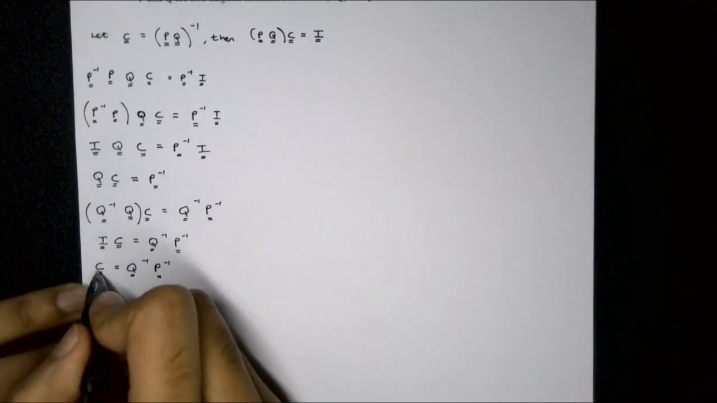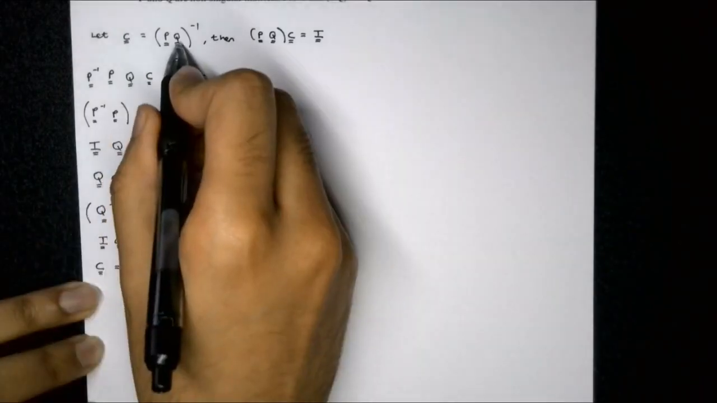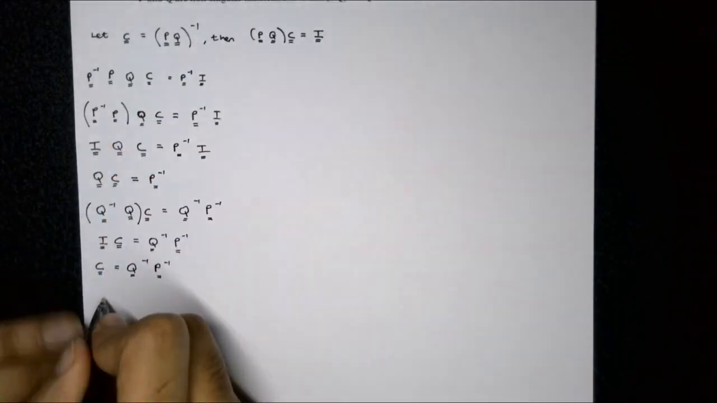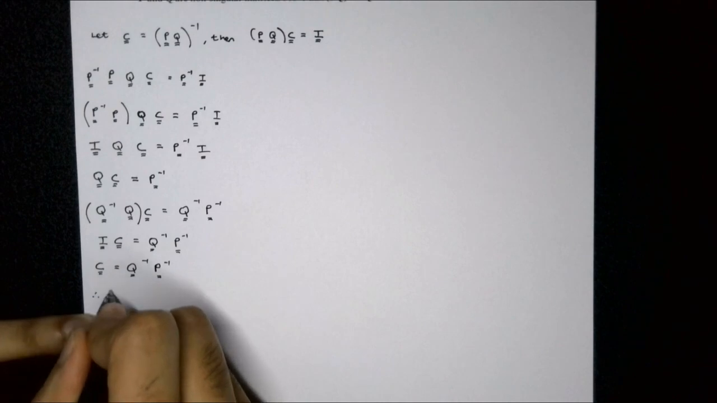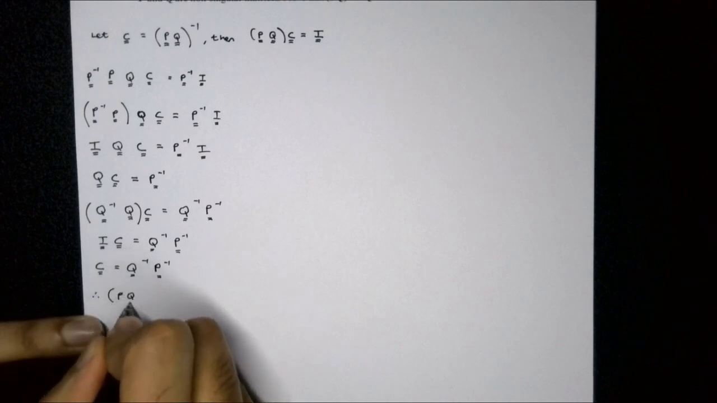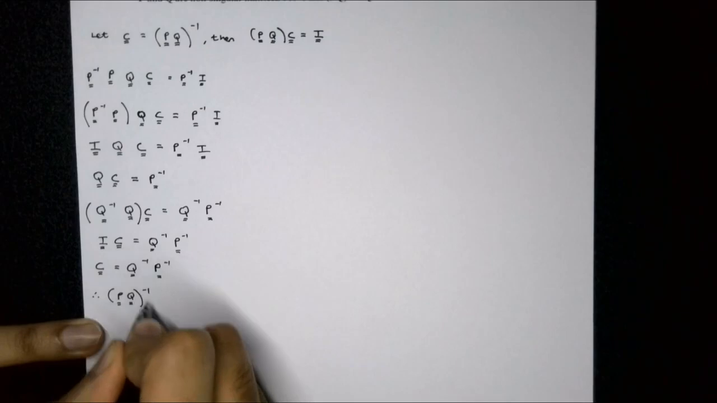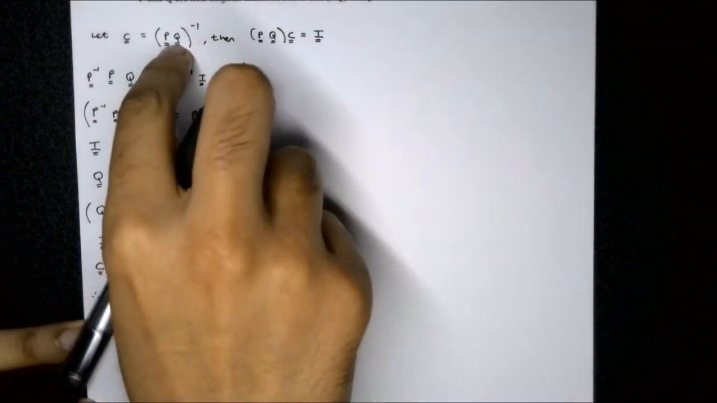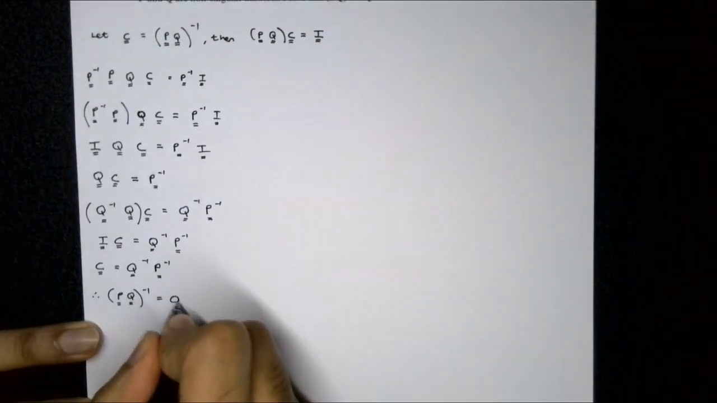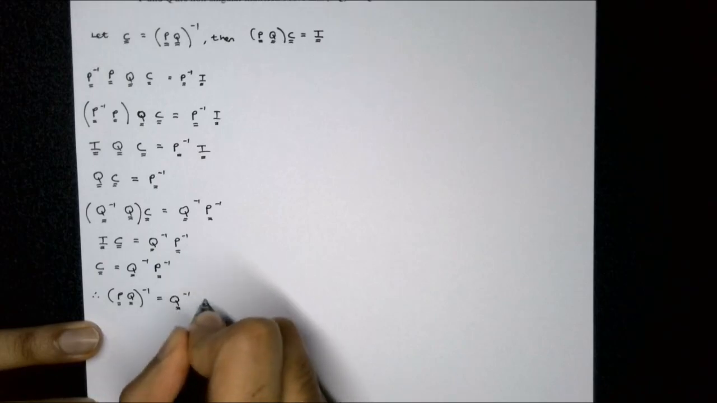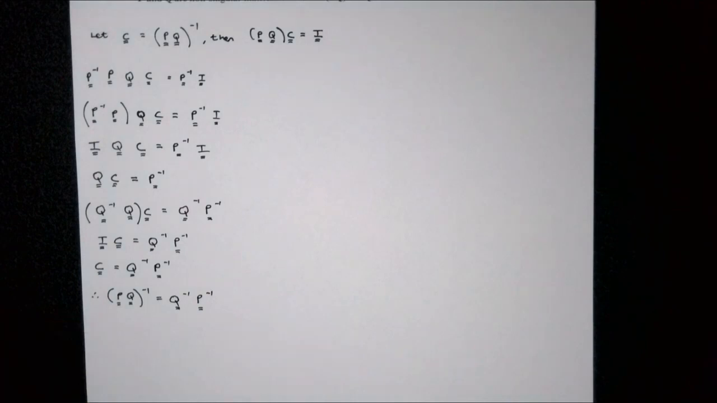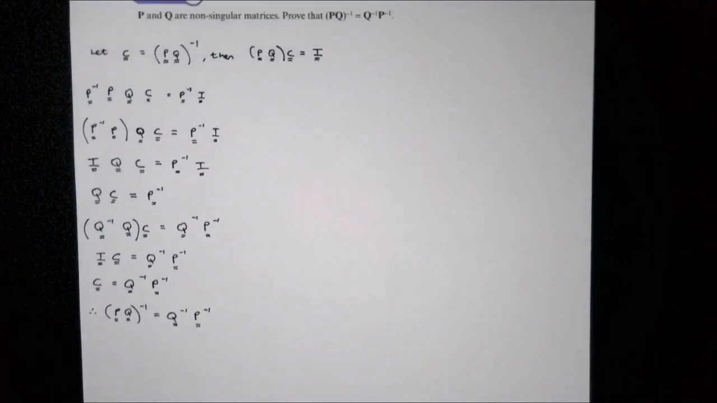And knowing that C is equal to PQ multiplied together and then inversed, we can therefore conclude that PQ inversed, which is what C is, as we said over here, is equal to inverse of Q times inverse of P. And that's exactly what we wanted to show.